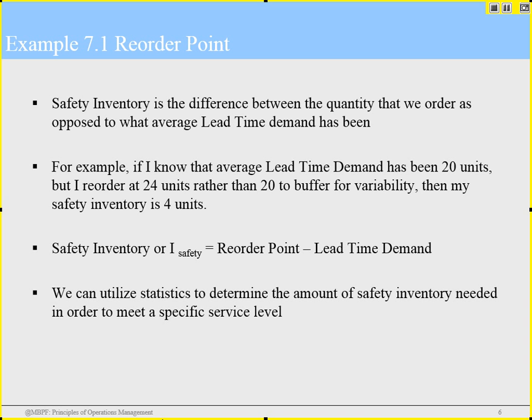But I reorder at 24 units, right? Rather than the 20 that my actual lead time demand is, then my safety inventory is 4. So my safety inventory is my reorder point less my lead time demand. That's one way to look at safety inventory. We're going to have a couple of different equations for that. So part of when you do these little homework assignments is going to be recognizing what information you have and how you can calculate safety stock with that. We can utilize statistics to determine the amount of safety inventory we need to meet a specific service level.